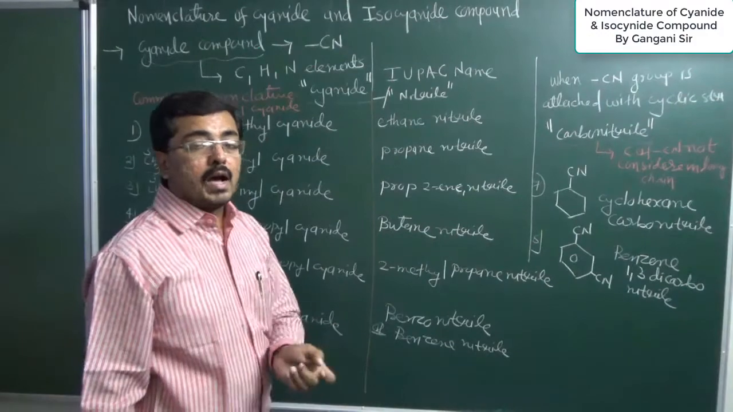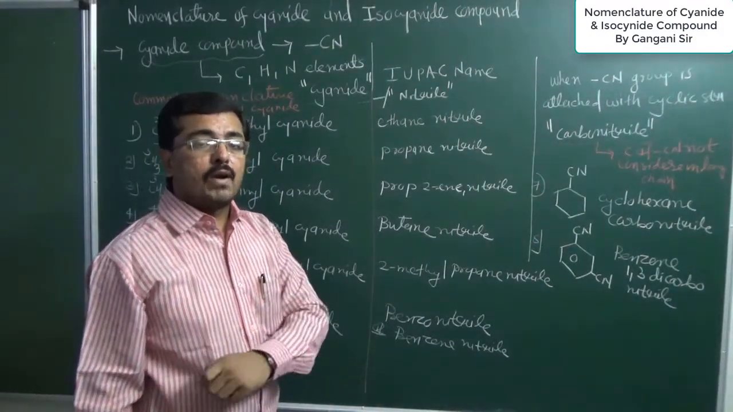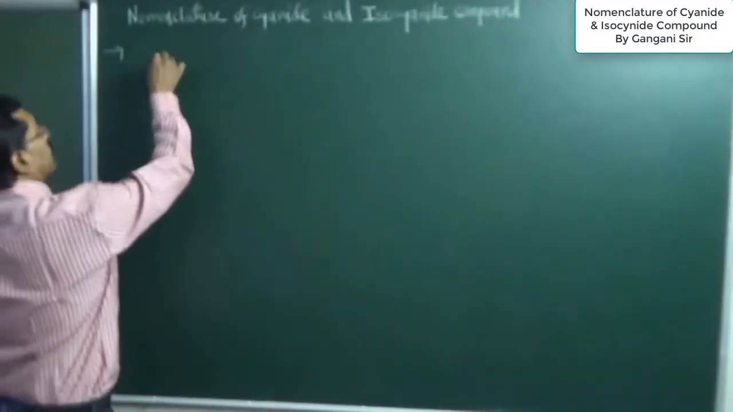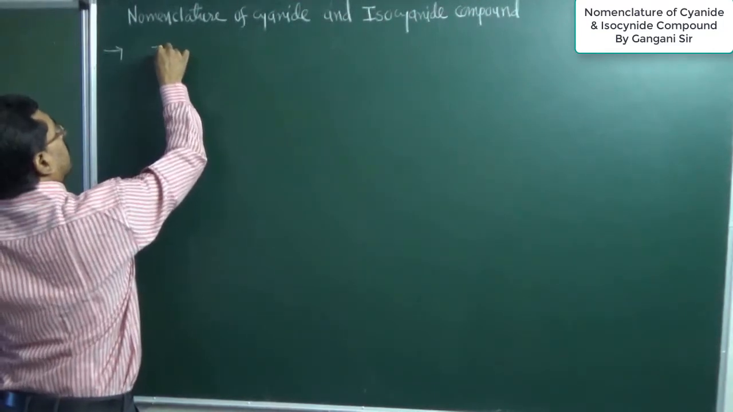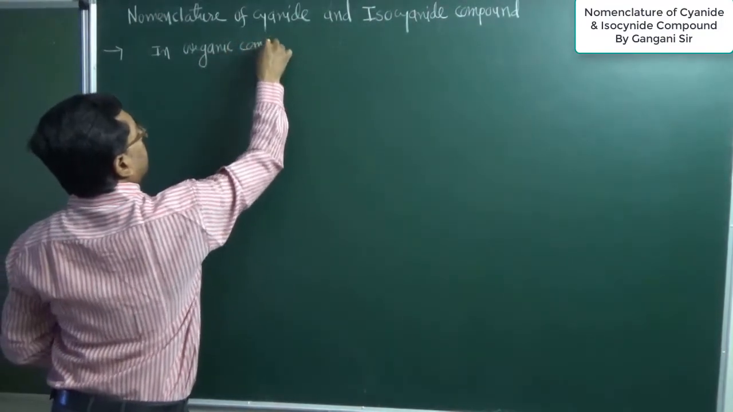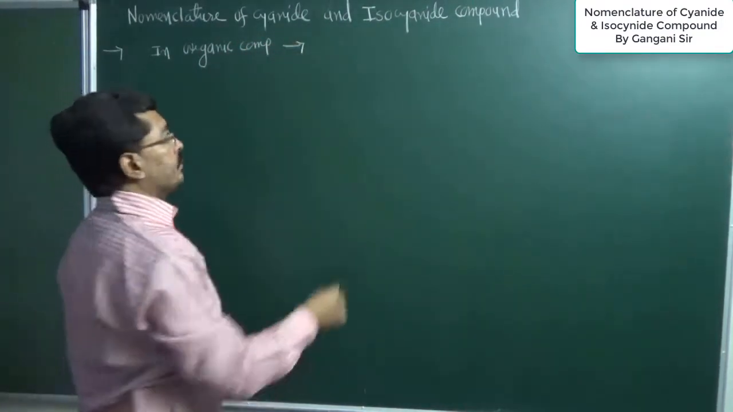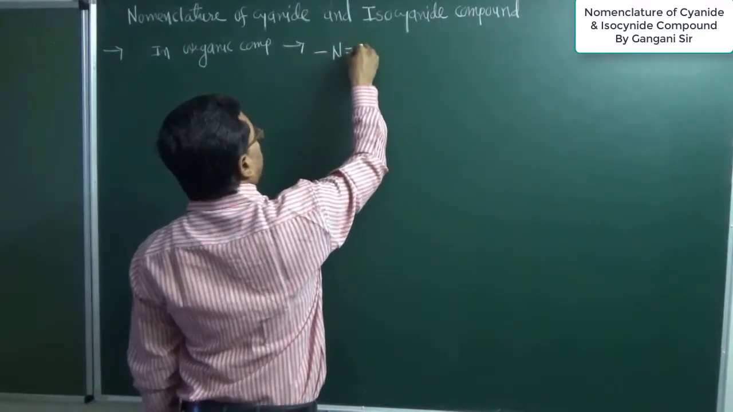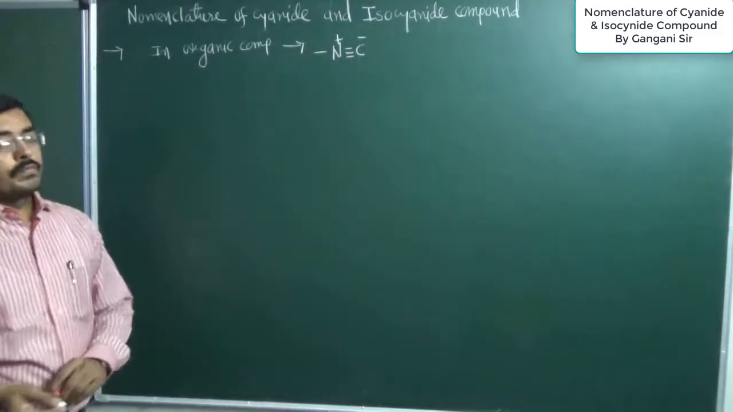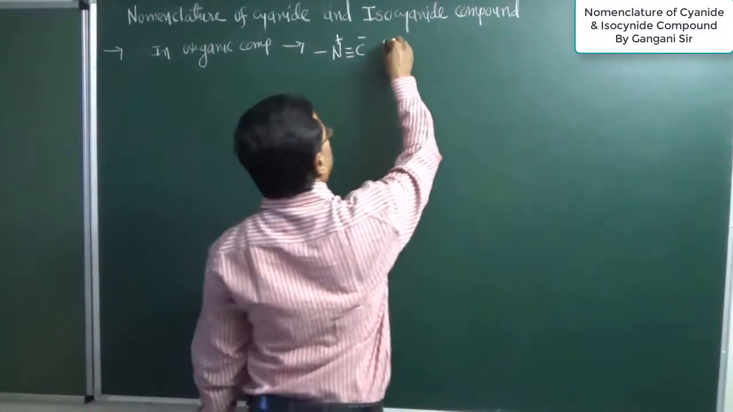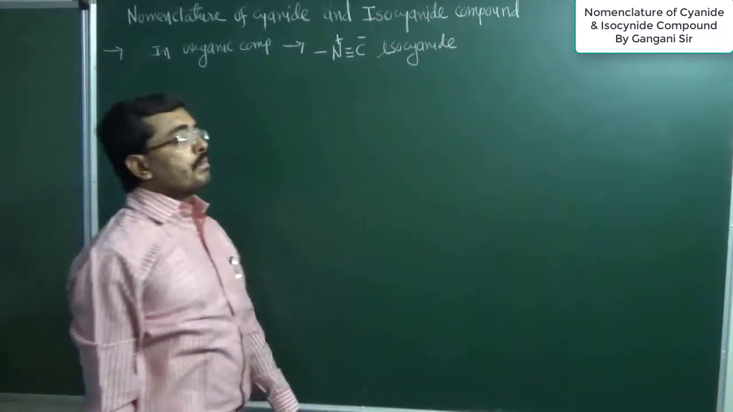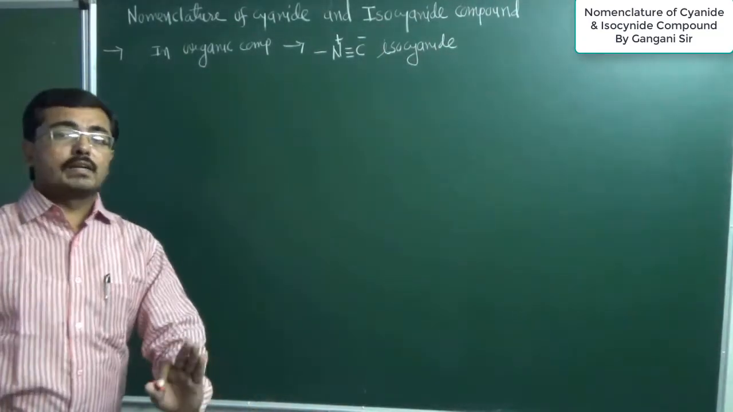Now let's discuss the IUPAC as well as common naming of isocyanide compounds. First, what is meant by an isocyanide compound? If in an organic compound the isocyanide functional group is present, where nitrogen has a triple bond with carbon, with positive charge on nitrogen and negative charge on carbon, then this functional group is known as isocyanide. So if the isocyanide group is present in an organic compound, it is known as an isocyanide compound.